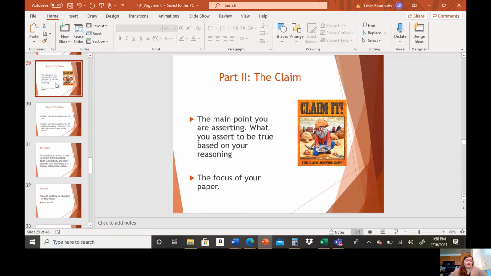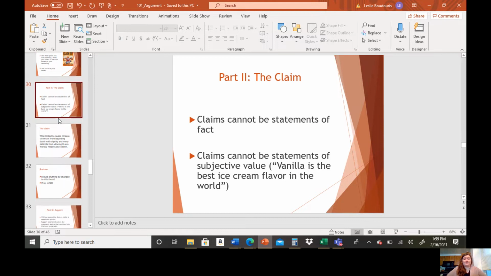After that, you're going to have the claim, the main point which you are asserting. This could be a sentence, it could be multiple sentences. Thinking about the claim or the argument in which you are supporting throughout your paper. So focus of the paper, what you assert to be true based on your reasoning. Claims cannot be statements of facts. So again, like I said, vanilla is the best ice cream flavor in the world. That shouldn't be a claim, again, because it's based on opinion, like I talked about in the last video.